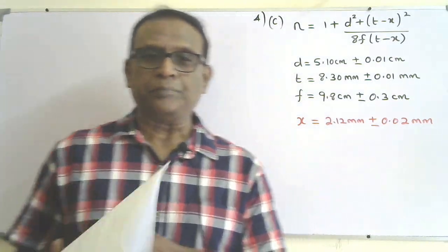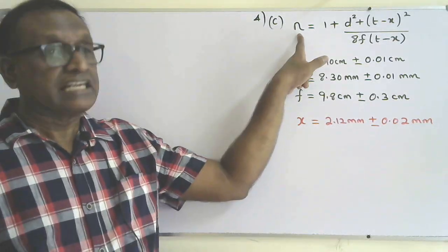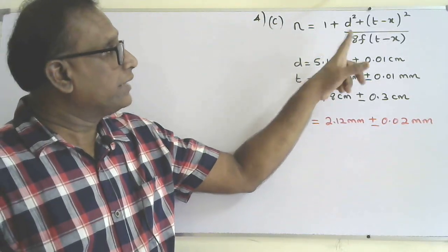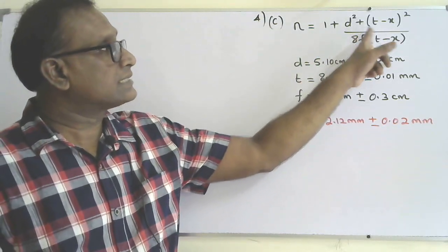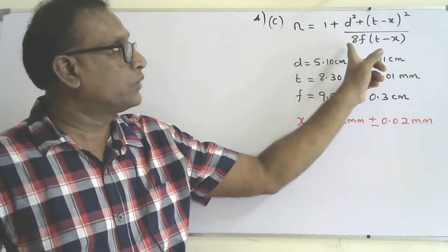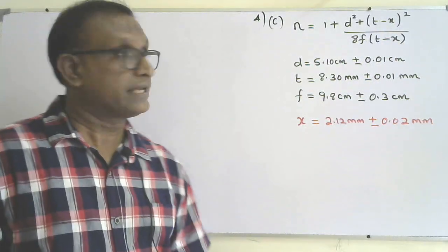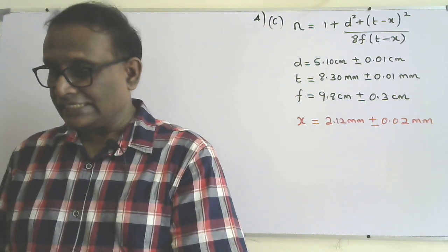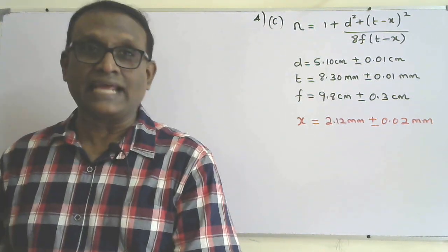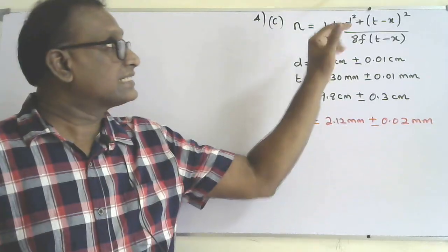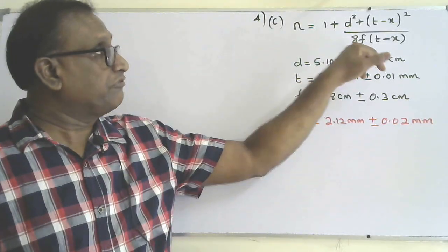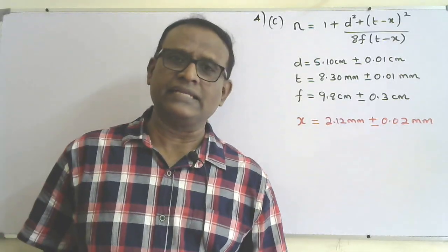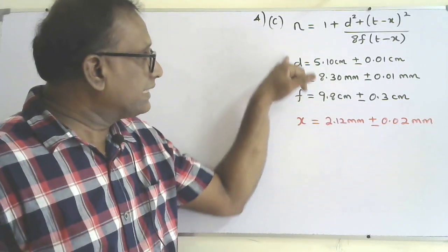Okay, so C part. The refractive index of a lens is given by n equals 1 plus d squared plus (t minus x) all squared, over 8f into (t minus x). Here t is the thickness of the lens, given in the diagram, the thickness at the center of it. X is the thickness at the edge. F is the focal length. Okay, very complicated equation, but we can handle it. So these are the data given.